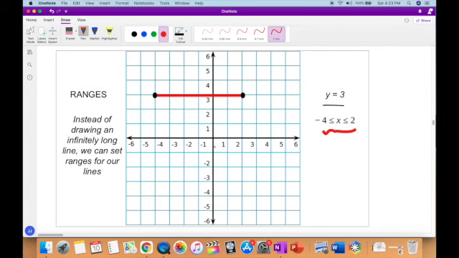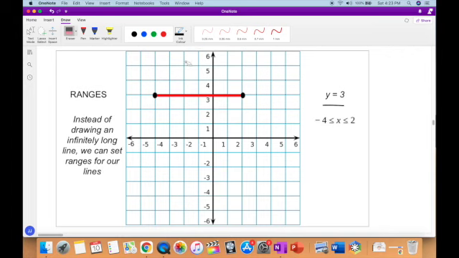Alright. Now we were talking about ranges, and you can see that I set a range using my x values. So I say, well, alright, the range is x is greater than -4, but then x is less than 2. So I'm basically staying inside of this range over here. I'm not going outside of that range at all, right?